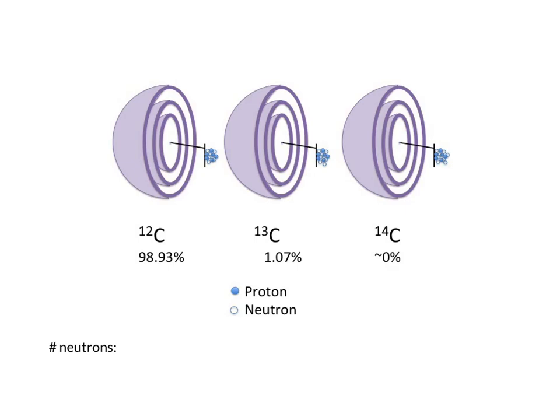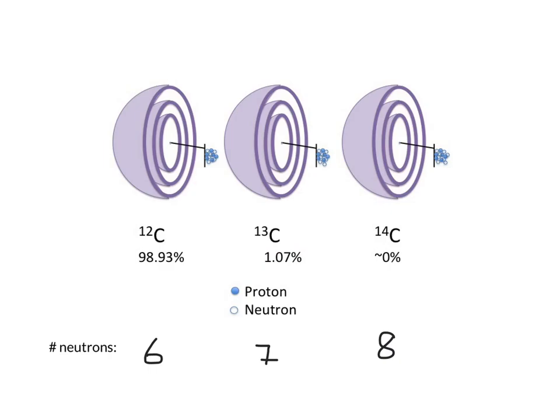If we take a bunch of carbon atoms and look really closely at them and zoom in on the nucleus, we'll find that about 98.93% of our carbon atoms have 6 neutrons, and about 1.07% of our carbon atoms will have 7 neutrons. And a very, very tiny fraction of those carbon atoms will have 8 neutrons.